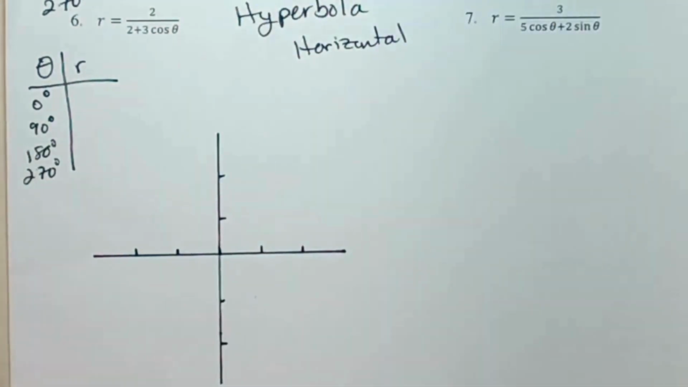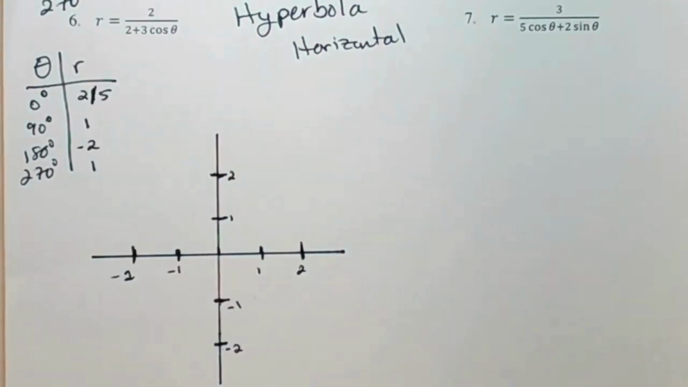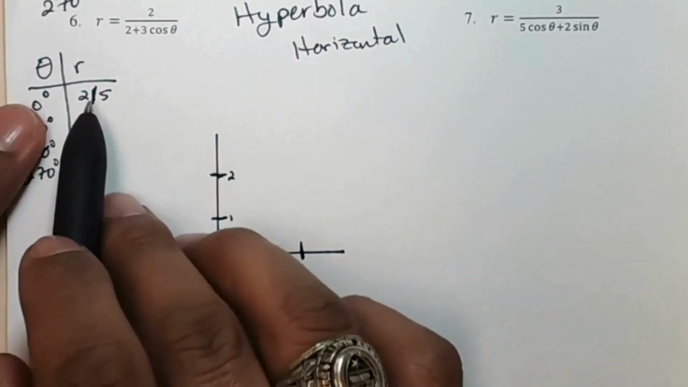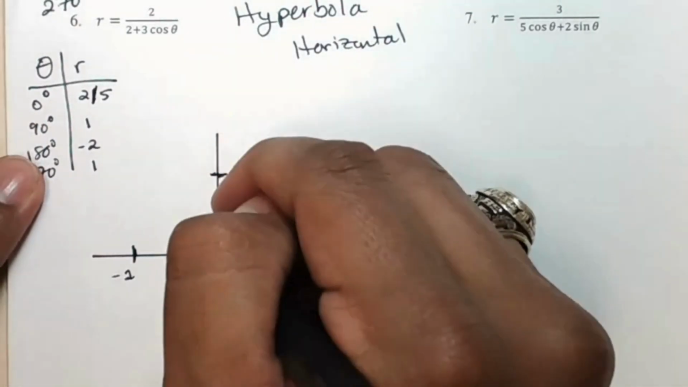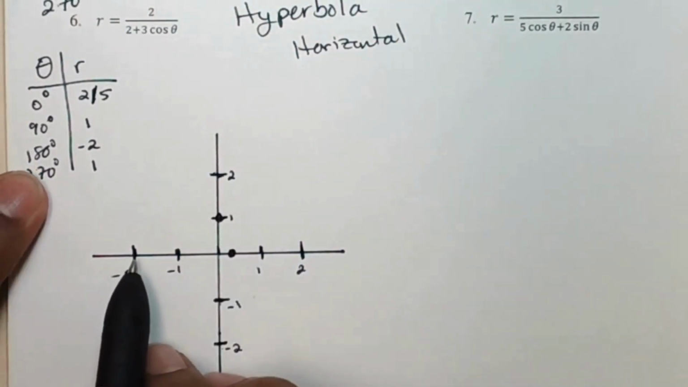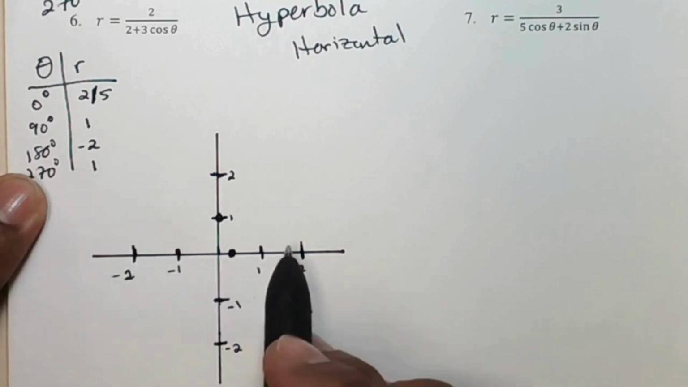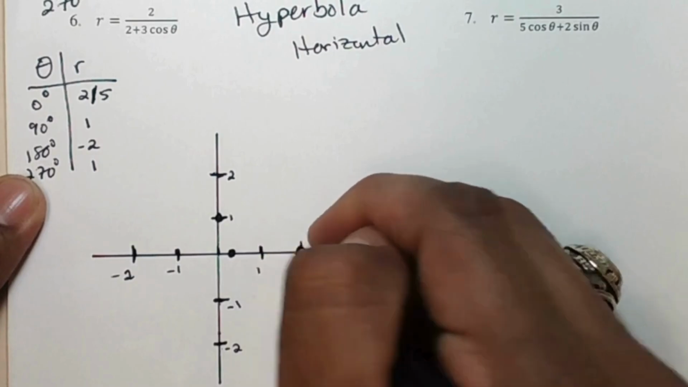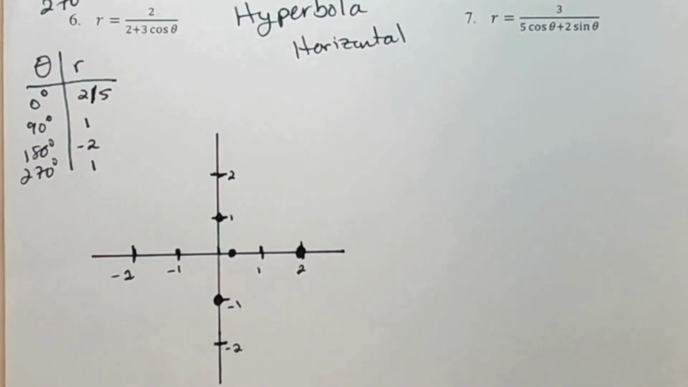All right, so let's plug in our quadrantals. So we end up getting 2/5, 1, -2, and 1. So if I'm going to plot 0, 2/5, somewhere here, 90, 1, 180, -2. How do we plot negative radii? Well, if it was +2, it'd be here. But if it's -2, I actually go in the opposite direction and I plot a point here. And then 270 has a radius of 1. So then we connect our dots.